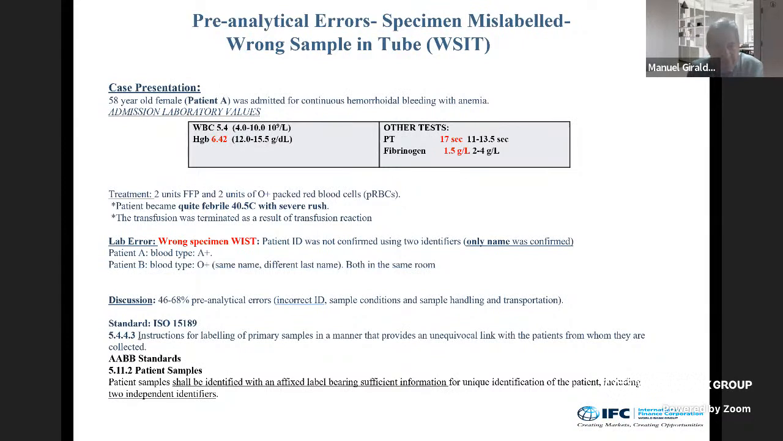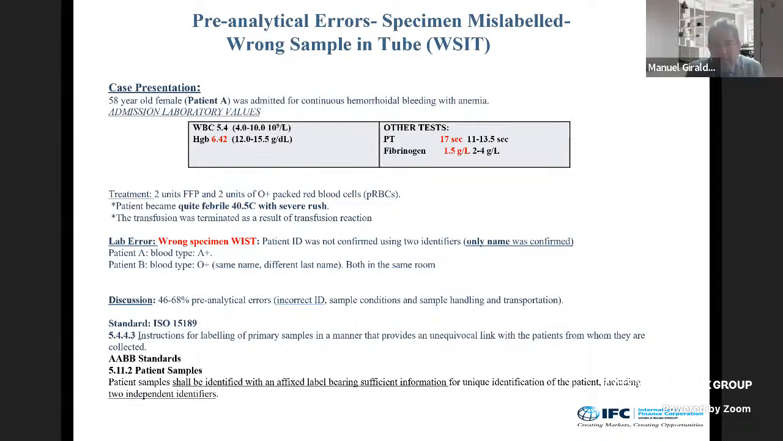After seeing these results, the physician ordered 2 units of fresh frozen plasma and 2 units of O positive red cells, and soon after the administration started the patient was febrile with a severe rash. So the transfusion was terminated as a result of a transfusion reaction. What happened after investigating this case? This is a real case, by the way. It happens all the time, and it has been documented in many locations.